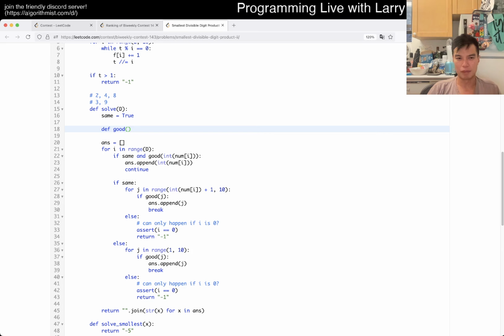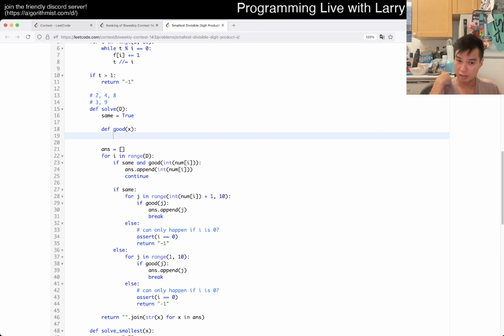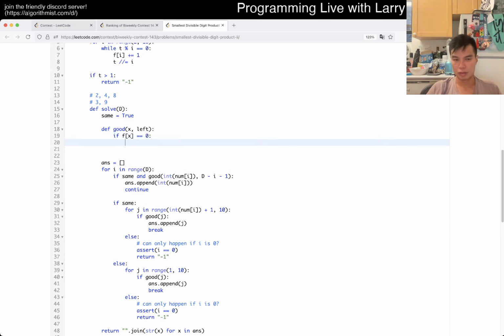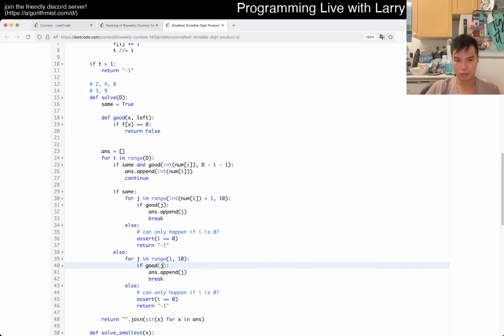Okay, so now we're trying this number, right? So this number is good. How many digits do we have left? It's going to be D minus I. So if we try this number and then, okay, let's say we try the first number, right? So D minus I minus 1 maybe? Yeah, so that means that we try the digit with how many left, right? To finish writing this a little bit.